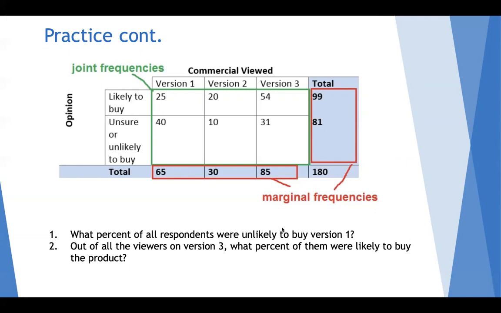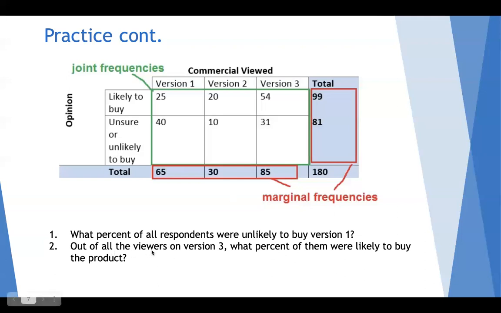So we're looking at that joint frequency, which is right here. Unsure or unlikely to buy version 1, and that's 40 people. So when we're looking for the percent, we're going to take this joint frequency of 40 divided by the total number 180 and multiply it by 100, which gives us around 22.2%.